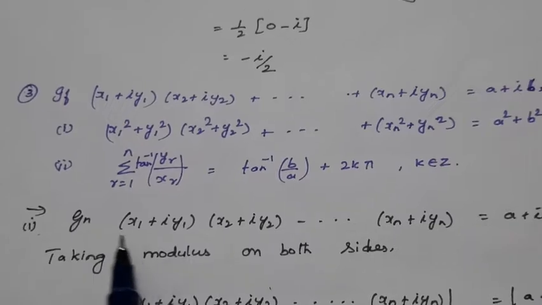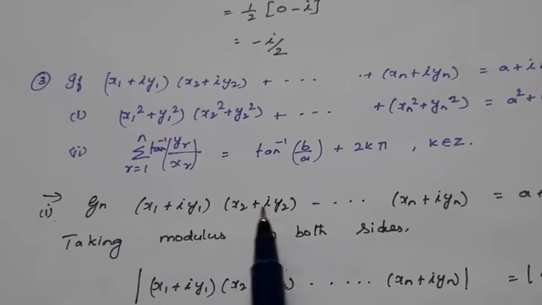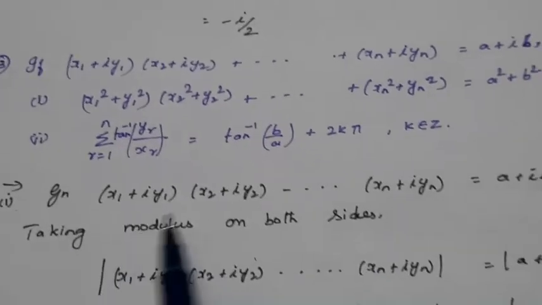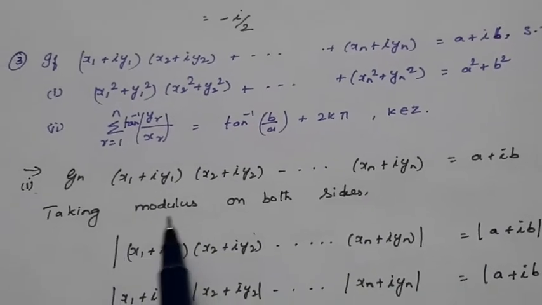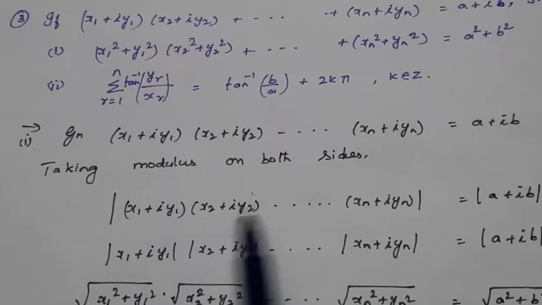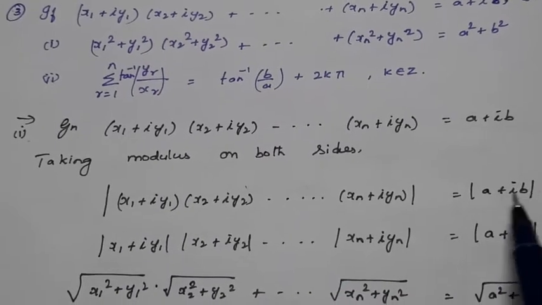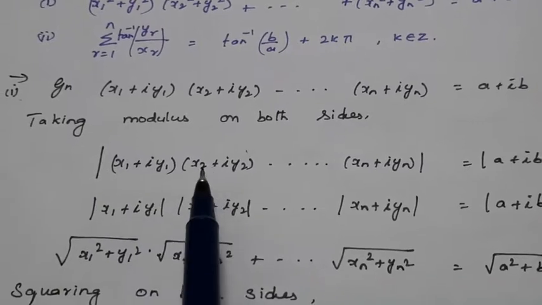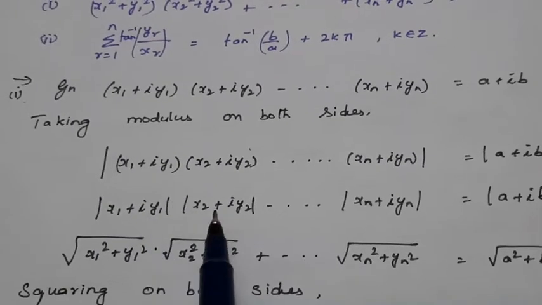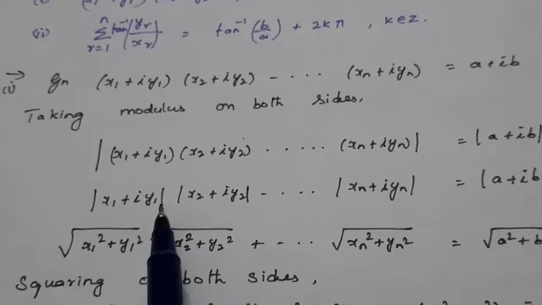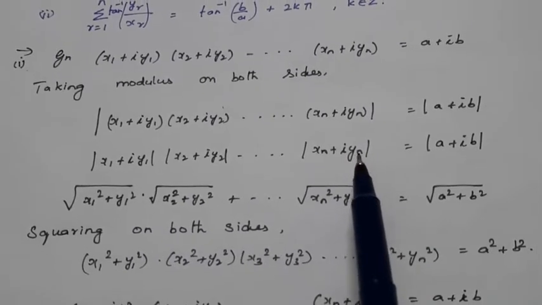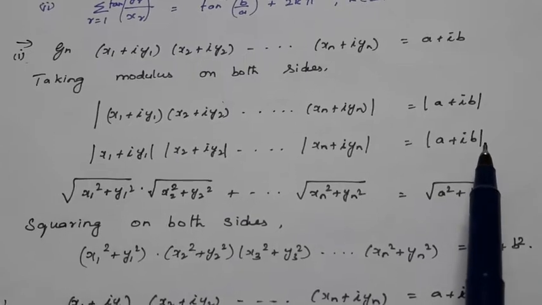So what is the given condition? x1 plus iy1 into x2 plus iy2 etc. to xn plus iyn is equal to a plus ib. The product is given. So let us take modulus on both sides. So the modulus of this product is equal to the modulus of a plus ib. Now what is the property of the modulus of a product of complex numbers? It is equal to the product of their moduli. So modulus of x1 plus iy1 into modulus of x2 plus iy2 etc. to modulus of xn plus iyn is equal to modulus of a plus ib.